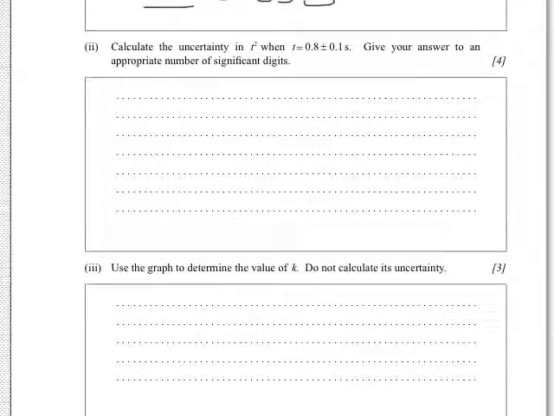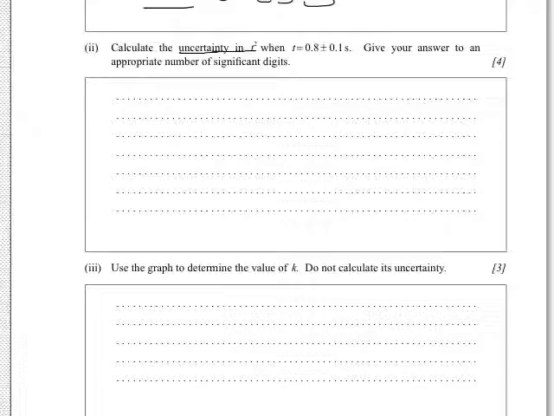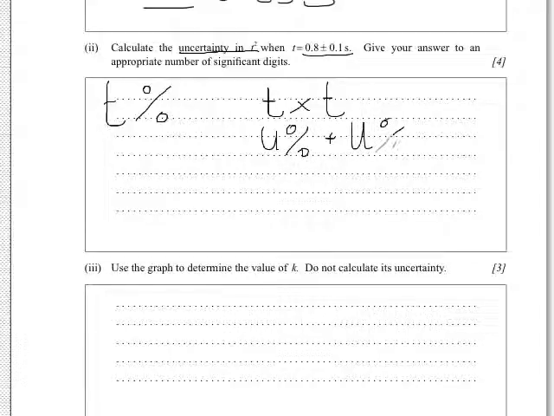Next question. Calculate the uncertainty in t squared if t equals 0.8 plus or minus 0.1. So there are lots of steps here. We have t first. You need to find the percentage uncertainty in t. Because you're multiplying t by t, you must add the percentage uncertainties. Okay? And once you found the percentage uncertainty of t squared, you need to work out the absolute uncertainty.